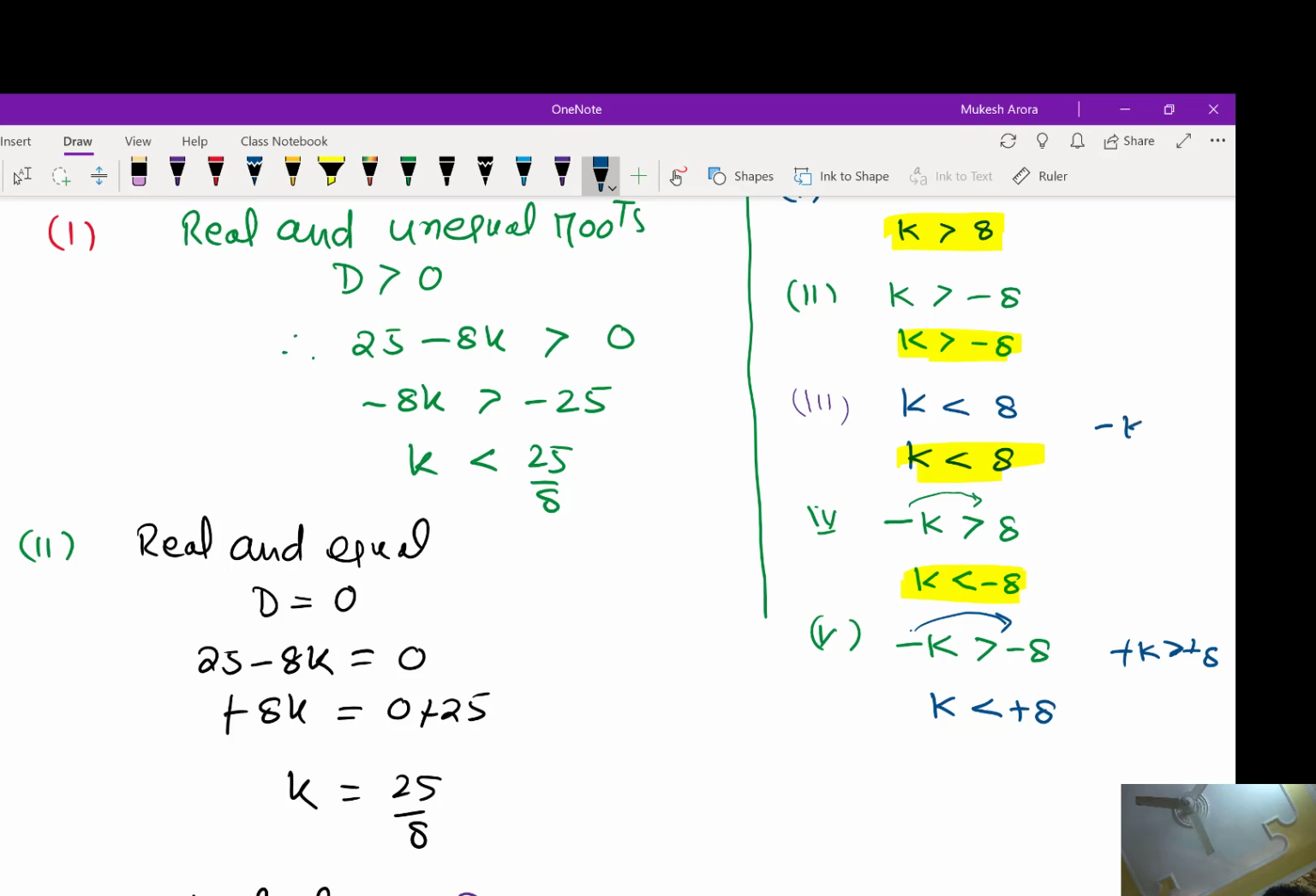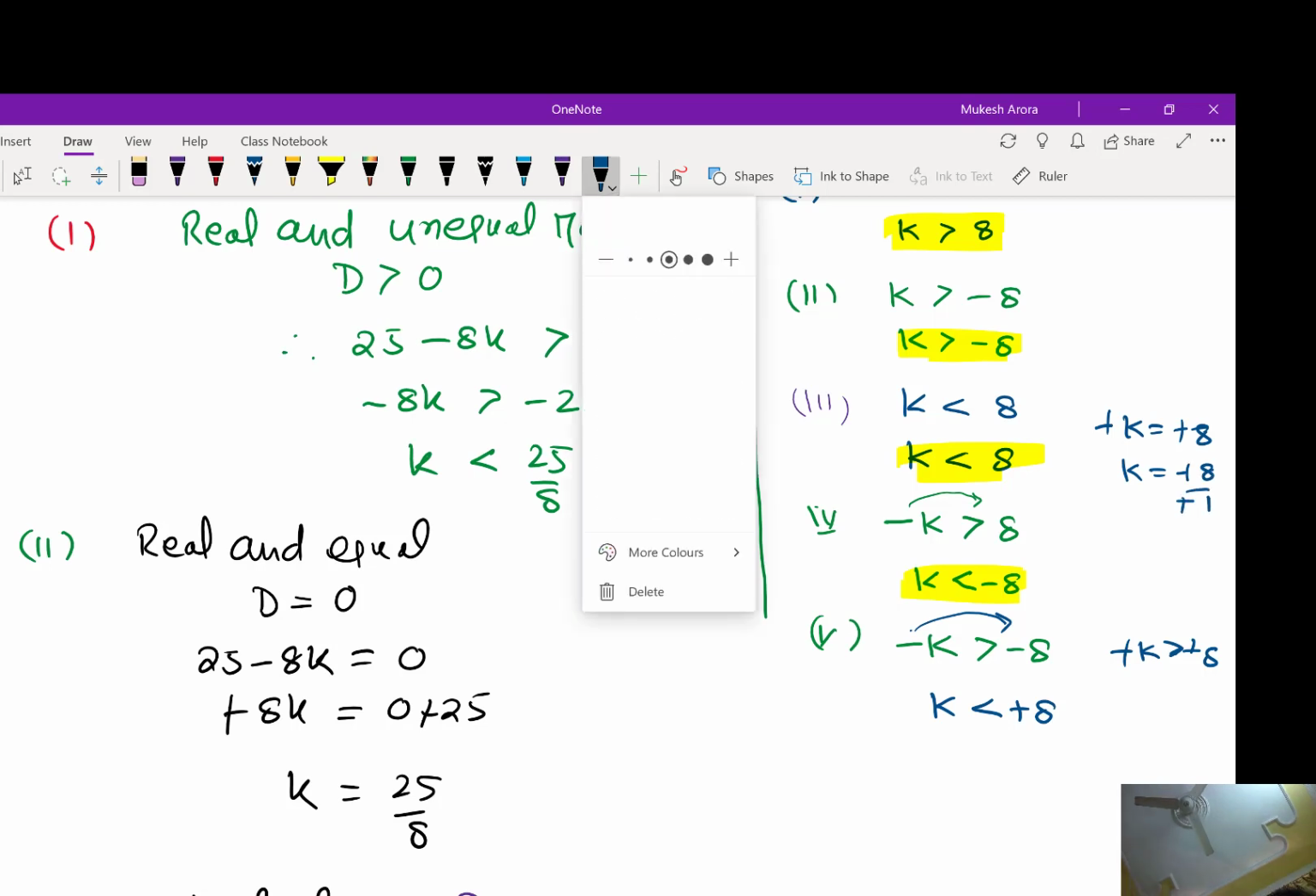See, we always do k is equal to 8, we cancel. It is not cancel basically. It is 8 by minus 1. Then it is cancel, right? So you have to remember.